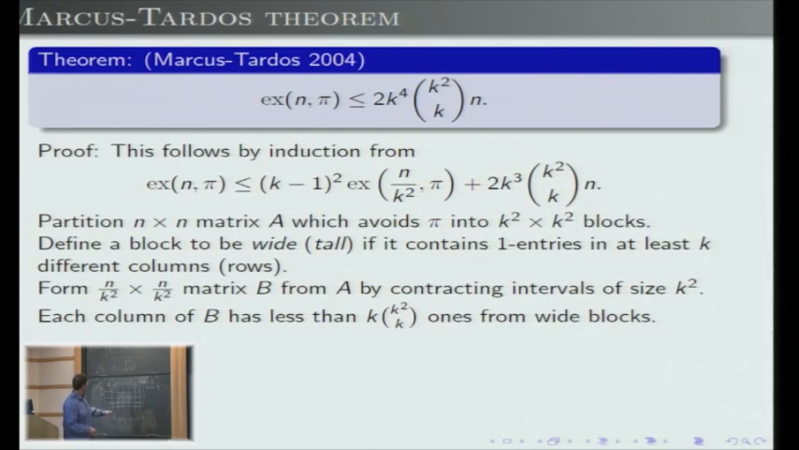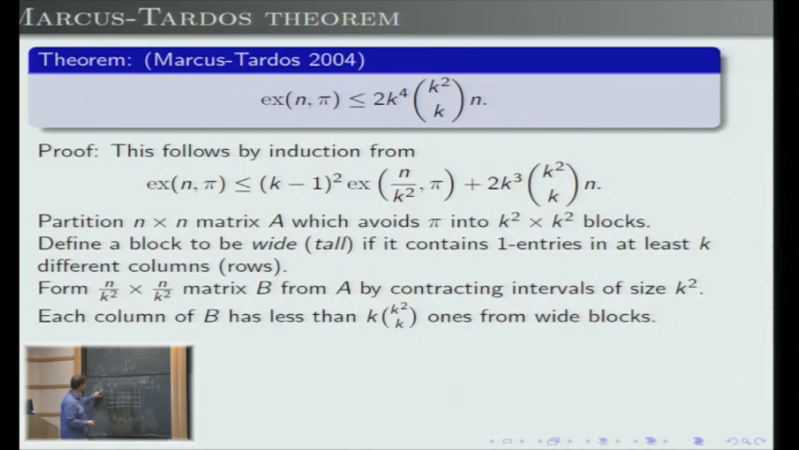Now, each column of B can contain less than k times k squared choose k ones from wide blocks. Why is this? Well, if you had k times k squared choose k wide blocks in a given column, each of the wide blocks will have k columns that have a 1 in it. And because of the pigeonhole principle, because you have so many wide blocks in a given column, k of them will have ones in the same k columns. And when you contract that, you'll get a jk interval minor.